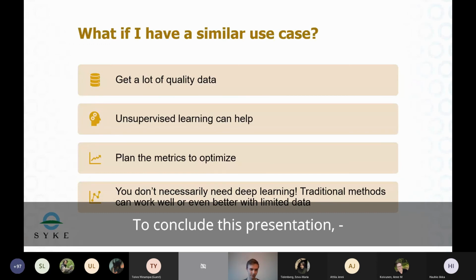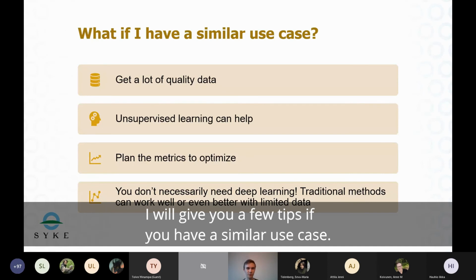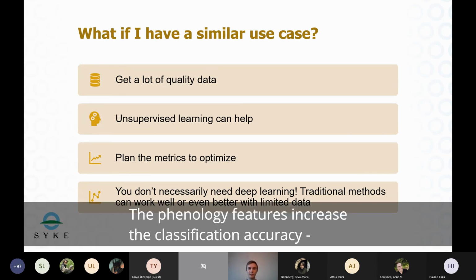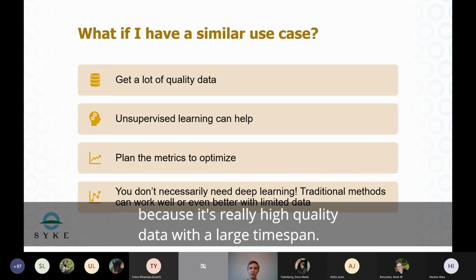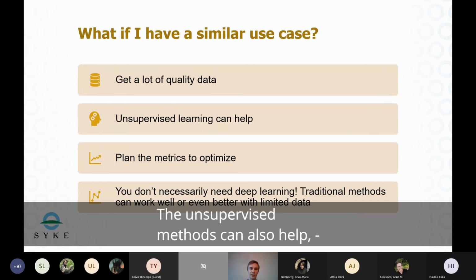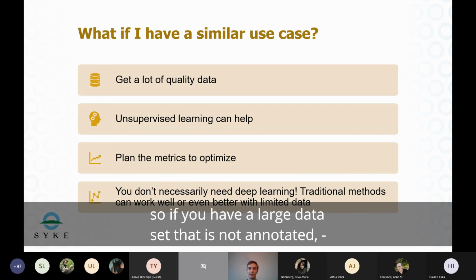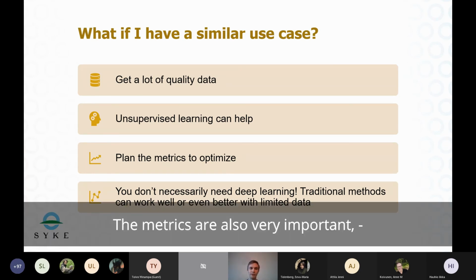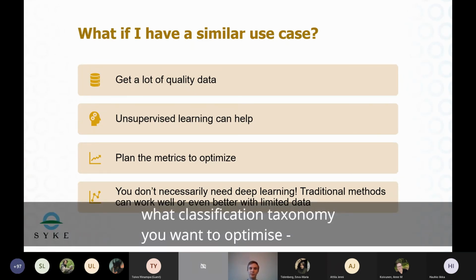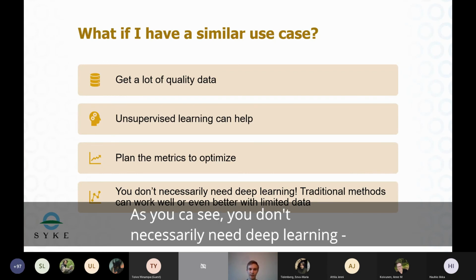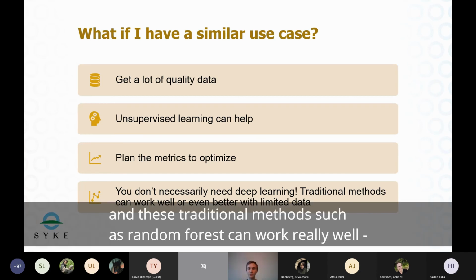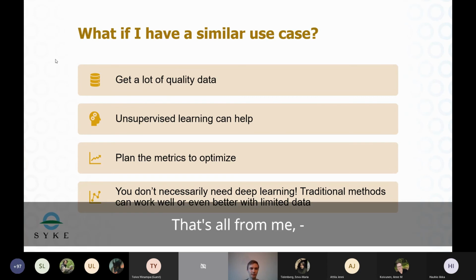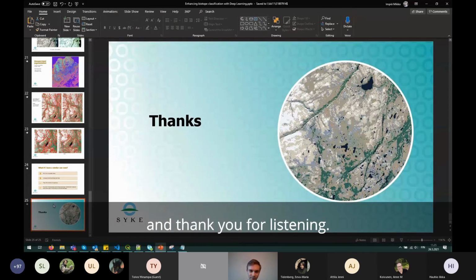And these also contain the semantic information, so we can find these similar areas from anywhere in the image. And to conclude this presentation, I will give you a few tips if you have a similar use case. The data itself is a really huge part in this project. The phenology features increase the classification accuracy and the F1 score by a lot, because it's really high quality data with a large time span. These unsupervised methods can help also. So if you have a large data set that is not annotated, you can also use that to improve the classification. And the metrics are also very important: what classification taxonomy you want to optimize, or what score you want to optimize. And as you can see, you don't necessarily need deep learning, and these traditional methods such as random forest can work really well, especially if you have a small amount of data. That's all for me, and I thank you for listening.